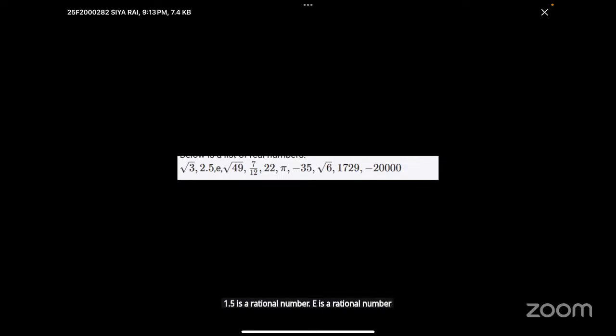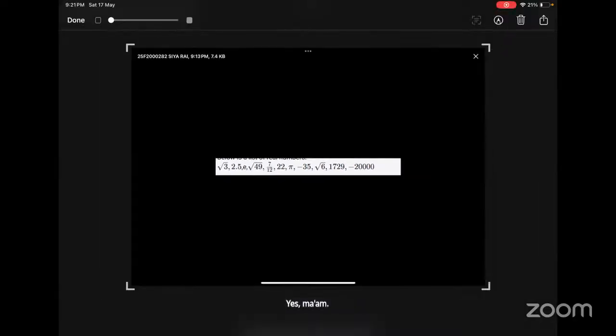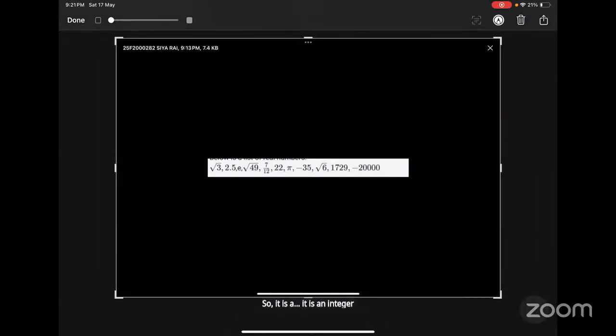Root over 49 is 7, right? Yes, ma'am. So it is an integer, right? Oh, okay. That was the only one I was missing then. This is an integer. It is a rational number. It is an integer. It is an irrational number, but it is an integer. Okay, ma'am.